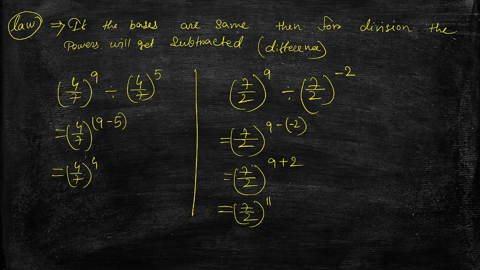I hope the integer part, how we can calculate with positive and negative integers, is clear to you guys. So we can easily add positive and negative and calculate.